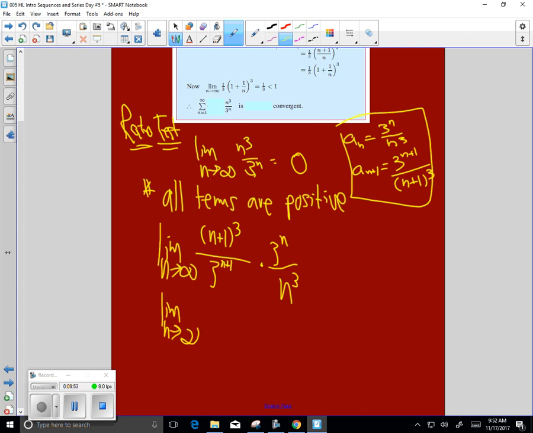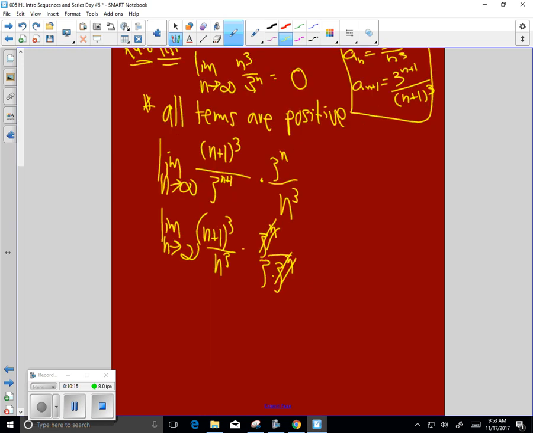I'm going to put my n plus 1 cubed over n cubed here. This is going to be 3 to the n. How many 3 to the n's do I have if it's 3 to the n plus 1? 3 of them. The 3 to the n's cancel out. And so we're left with the limit as n approaches infinity of n plus 1 over n cubed times 1/3.